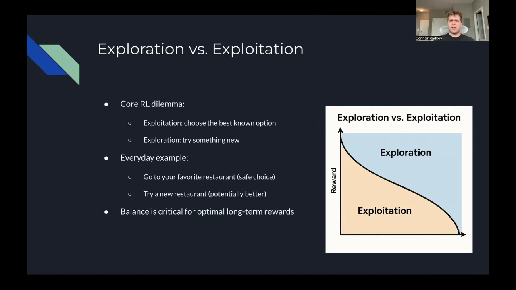Finding the balance between exploration and exploitation is really crucial in reinforcement learning because you want your agent to find better paths if they're out there, but you don't want it exploring for so long that it takes forever for you to solve the problem that you assign it.